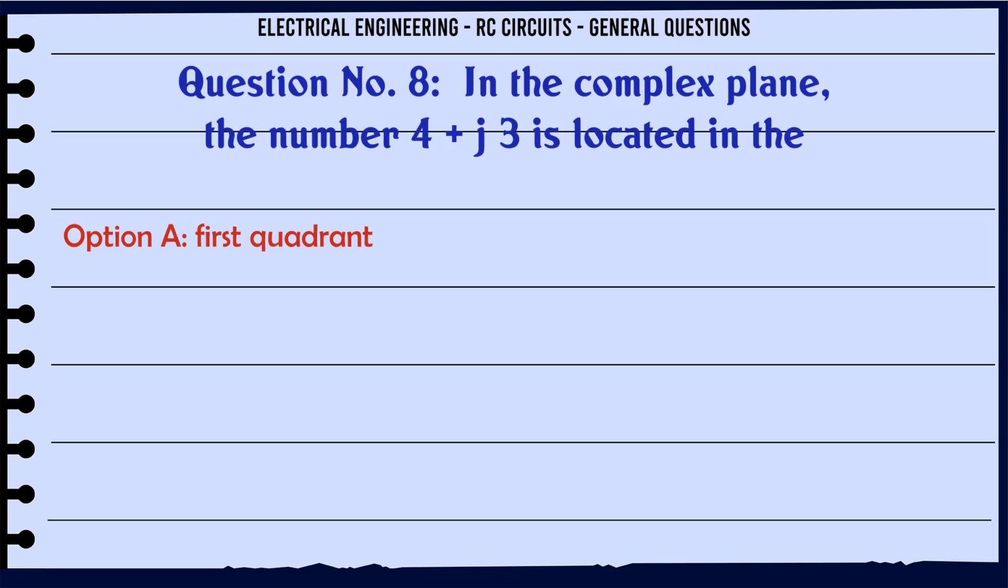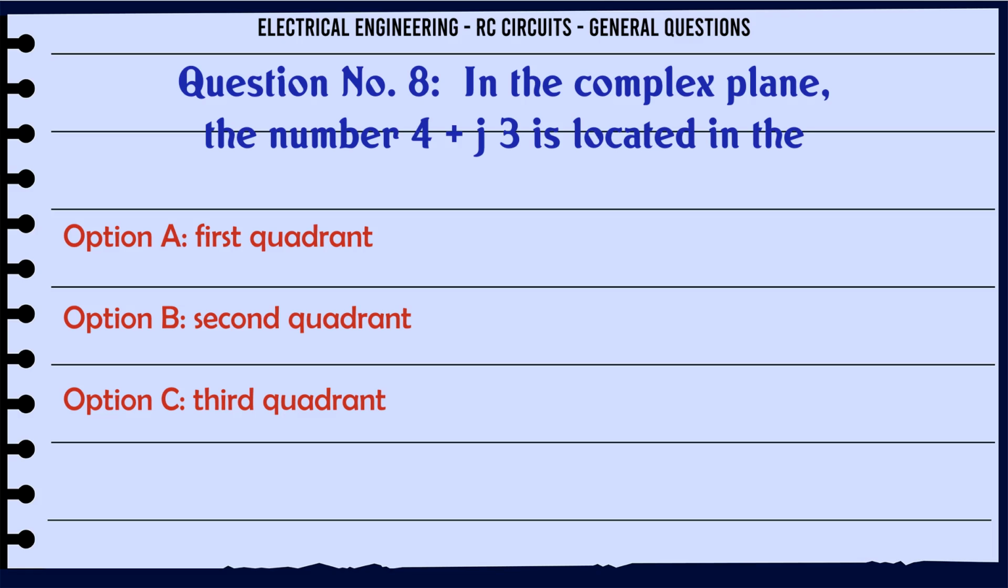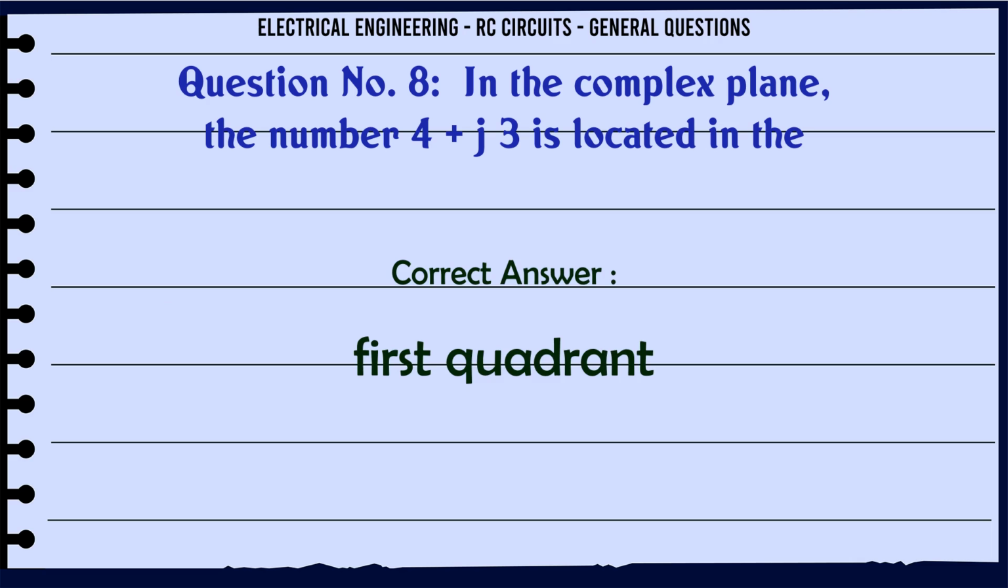In the complex plane, the number 4 + j3 is located in the A) first quadrant, B) second quadrant, C) third quadrant, D) fourth quadrant. The correct answer is first quadrant.